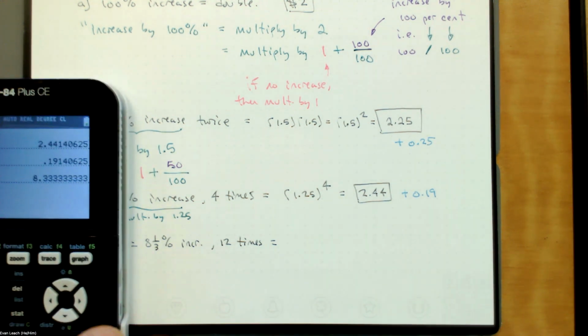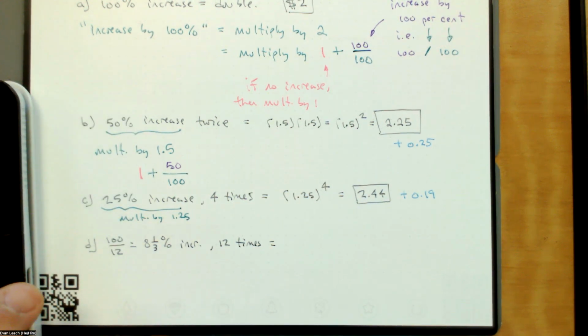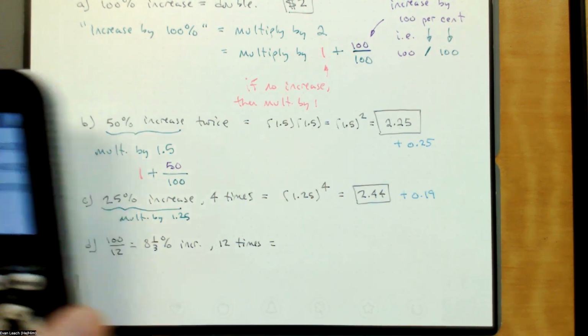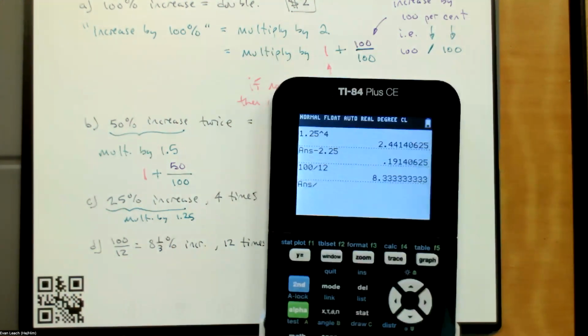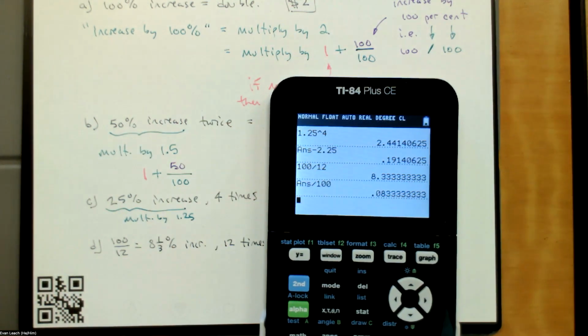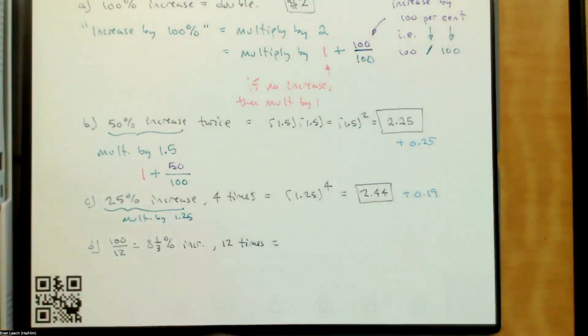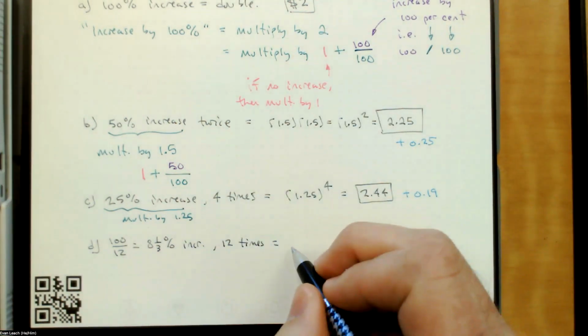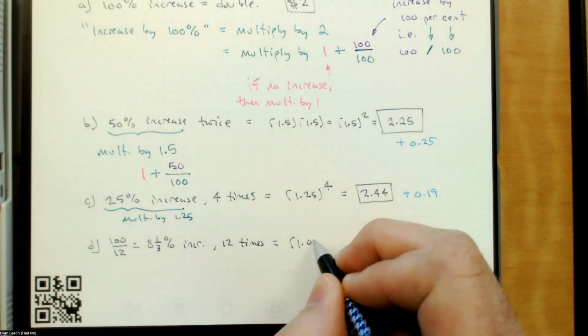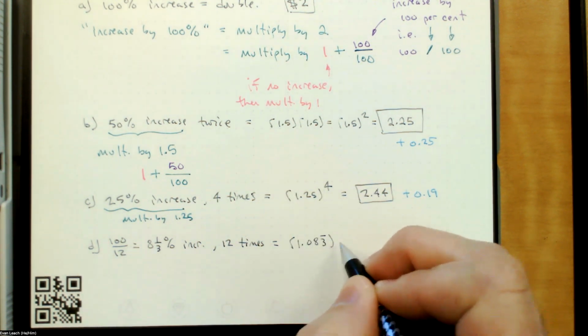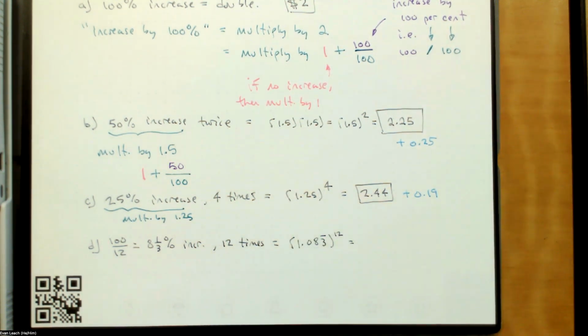So now we're going to do an 8.8% increase, but 12 times. So I'm going to take this, divide it by 100, and then add 1. So our multiplier is 1.083. But we're going to do this 12 times.